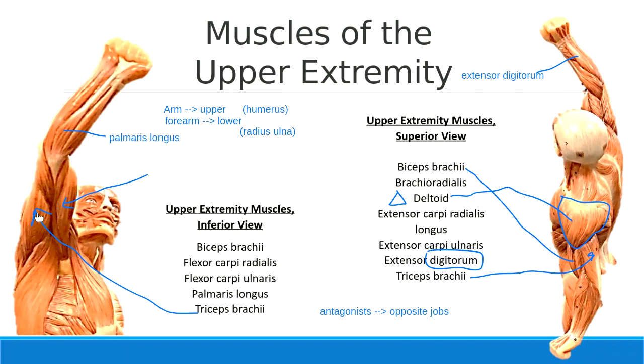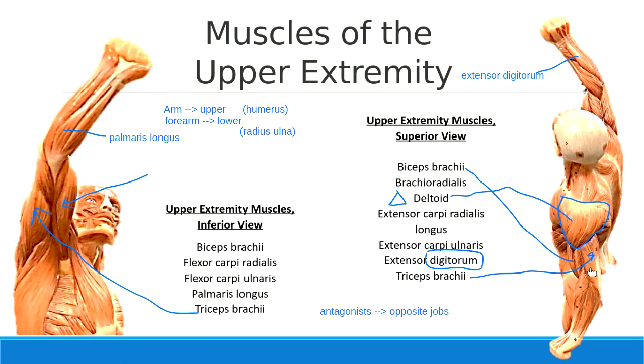So the big one on the back, triceps brachii. The big one on the front, biceps brachii. When we go over to this picture, again, the big one on the front is biceps brachii. The big one on the back is triceps brachii. So we've labeled five of our muscles. These are our five big primary ones that we want to make sure we can always find in the arm.